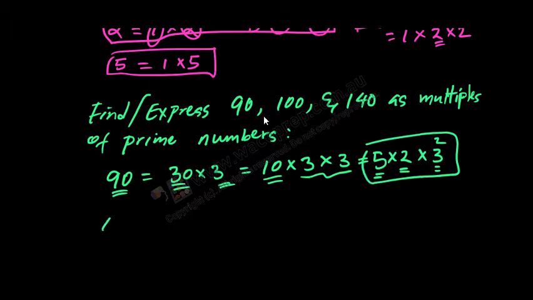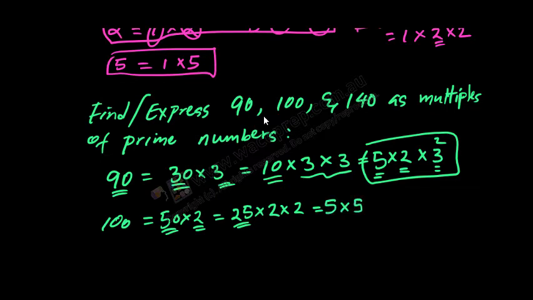Now let's have a look at number 100. 100 can be easily expressed as 50 times 2. Then 50 could be expressed as 25 times 2, and then we can leave the other times 2 as it is. Now 25, how about 25? 25 can be expressed as 5 times 5, and we can leave the other two as they are, which is 2 times 2. Now notice 5 times 5 can be expressed as 5 squared, and 2 times 2 can be expressed as 2 squared. Now once again we've expressed 100 in terms of two prime numbers, which is 5 and 2.